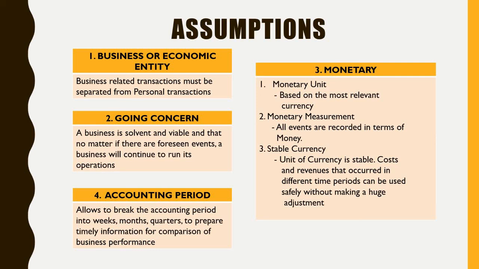And then number 3 is going to be the monetary assumption. This one's broken into three little subsections, okay? But they do fall under the same idea. So for example, monetary unit, okay? This one says you want to use the most relevant type of currency. So of course, in the United States, we use a US dollar, right?